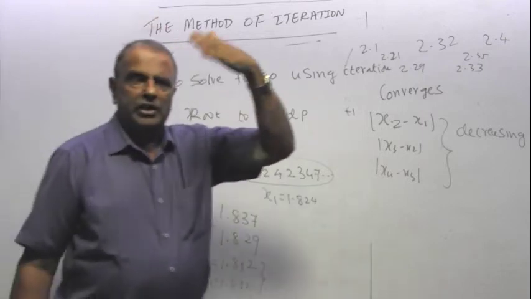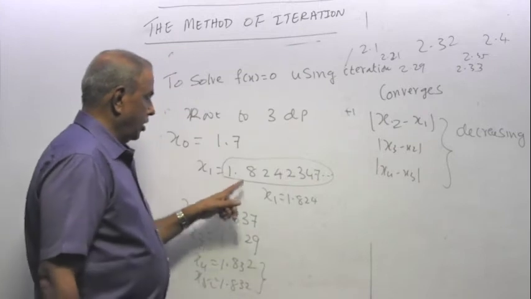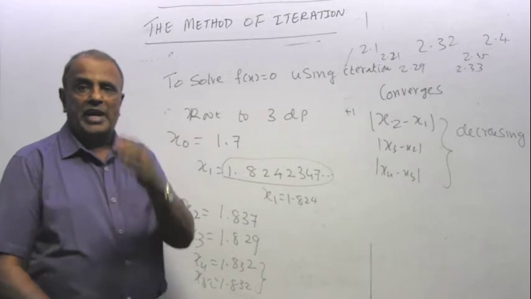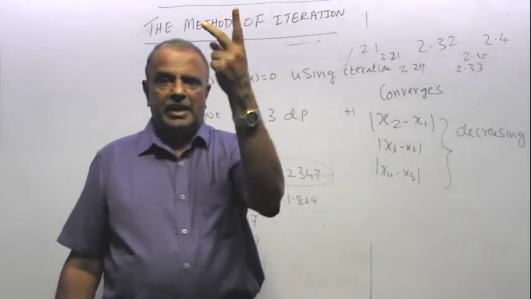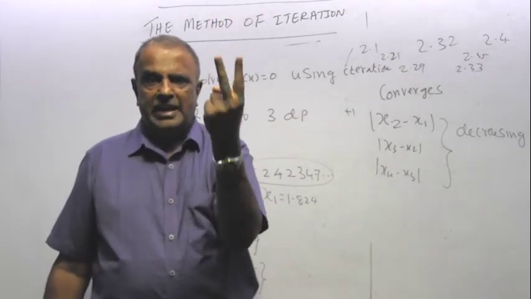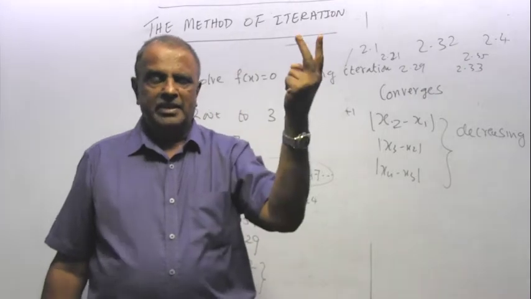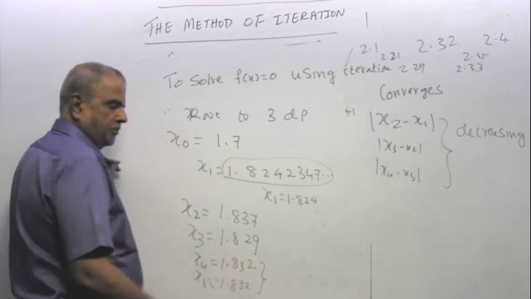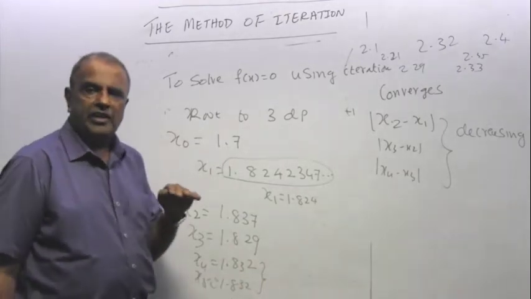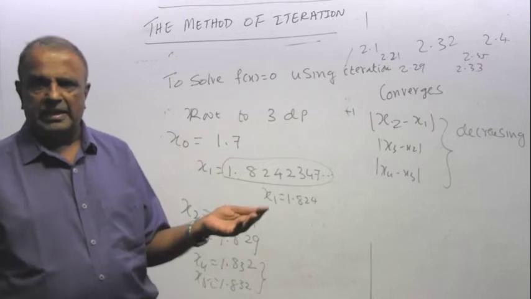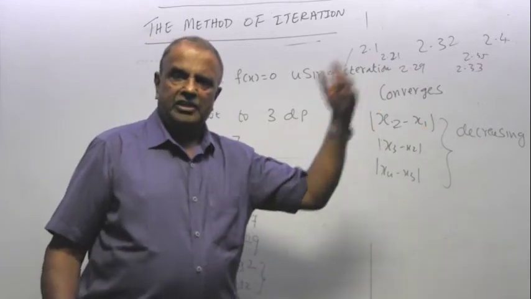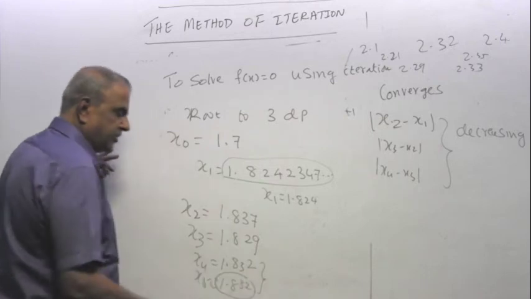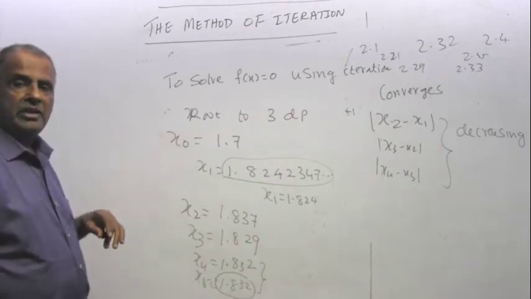So don't jump here, or don't say I'll do for x2, x3 only and stop. No, you keep on finding roots till two of them agree to the accuracy required. Like 1.832, 1.832. If two values are identical, you can stop there and say the root is 1.832, correct to 3 decimal places.